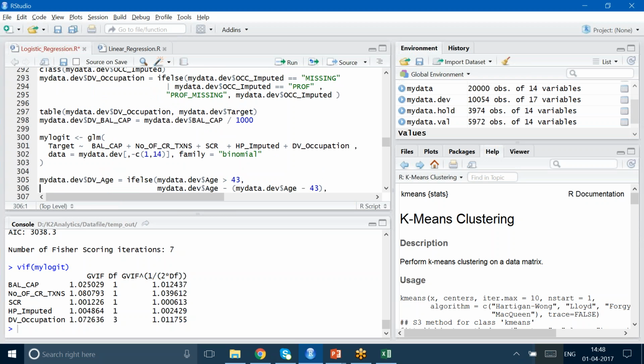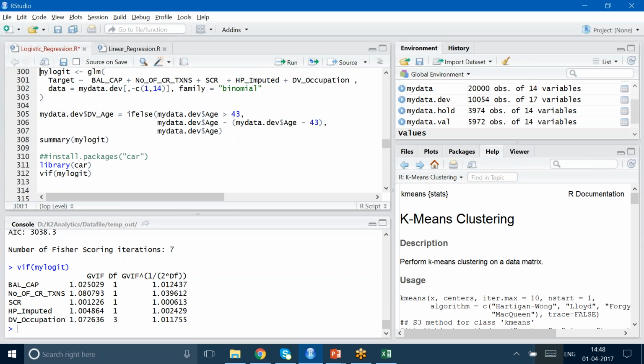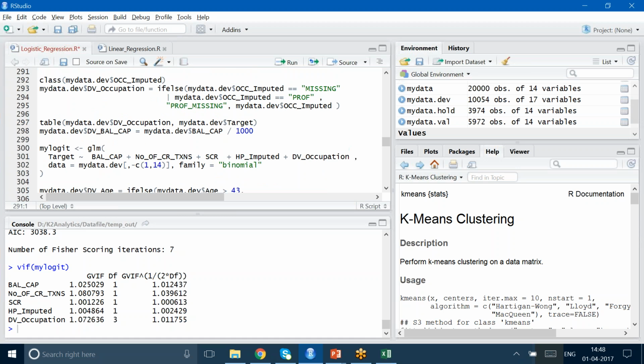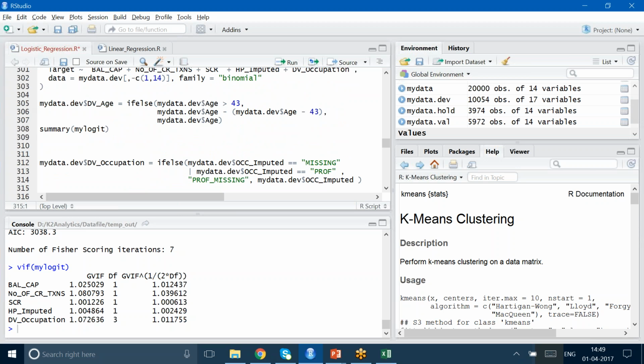what are the variables that we have now? We have balance cap, which is the original variable, number of credit transactions, which is an actual variable, score, HP imputed, DV occupation. DV occupation is something that we created as a new derived variable. So I need to get that logic of DV occupation. This is the logic of DV occupation. I'll copy this. I take it. I have to change it on the val sample now.